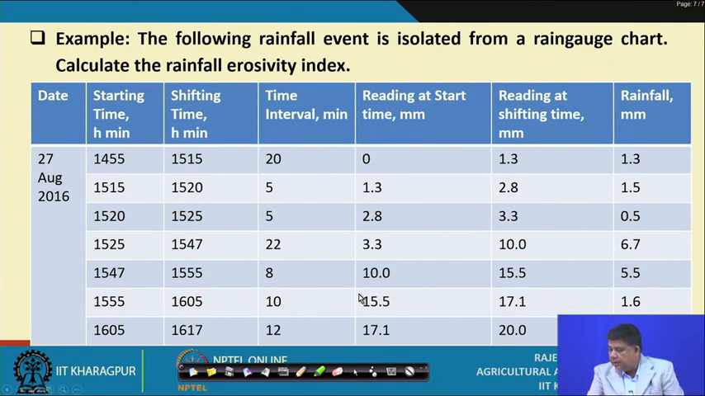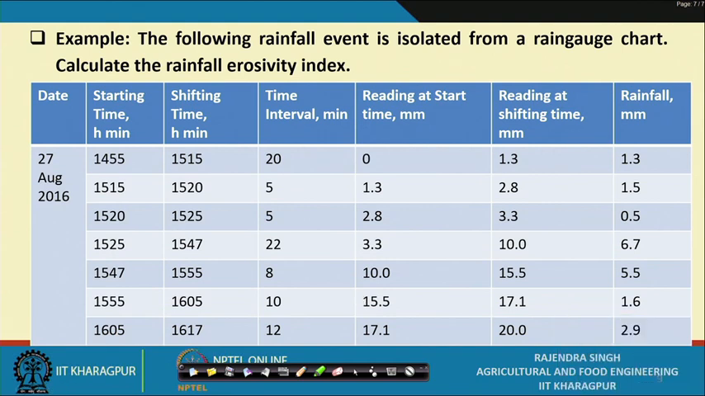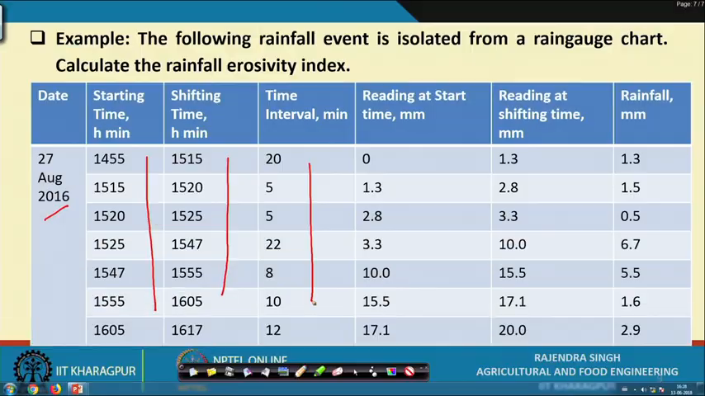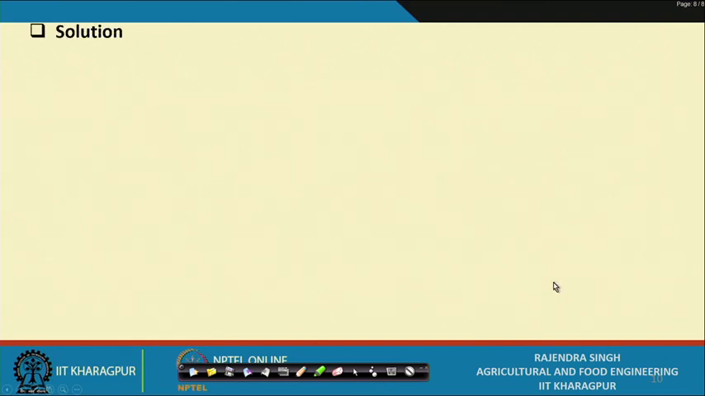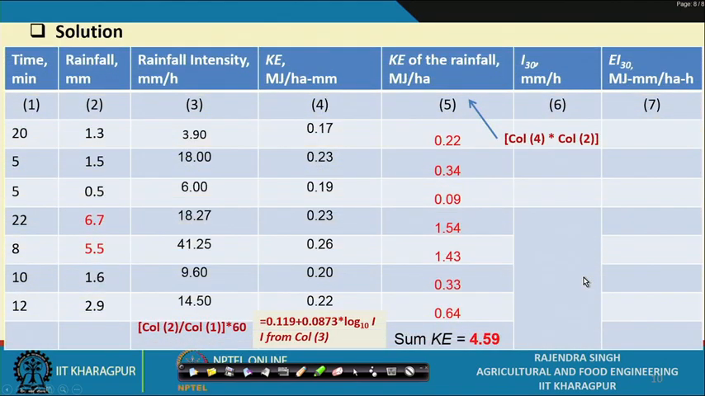So, let us take an example. In this example, the following rainfall event is isolated from a rain gauge chart. Calculate the rainfall erosivity index. Here you see a particular date is given, different starting times, shifting times, time interval, reading at start, reading at shifting time, and rainfall magnitude are given. So, from here for different intervals we know what rainfall is taking place. Basically this data has come from a rain gauge chart, and using this data we can estimate the EI30 or rainfall erosivity index.